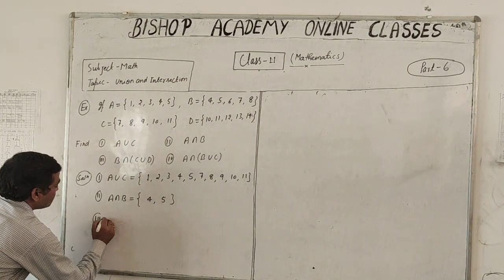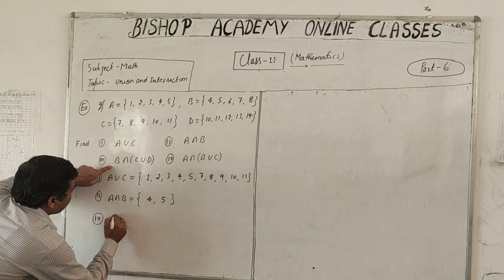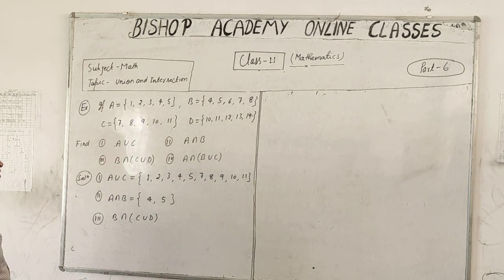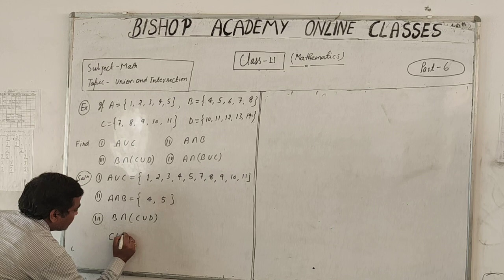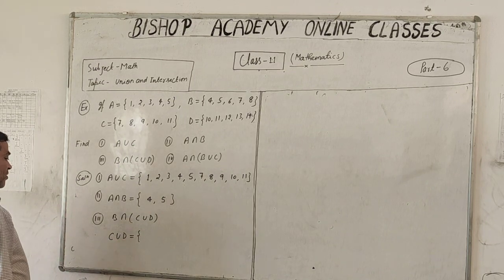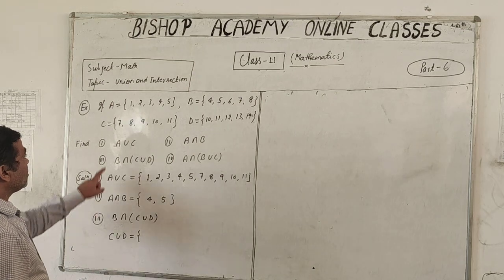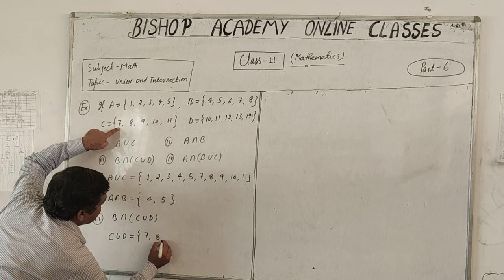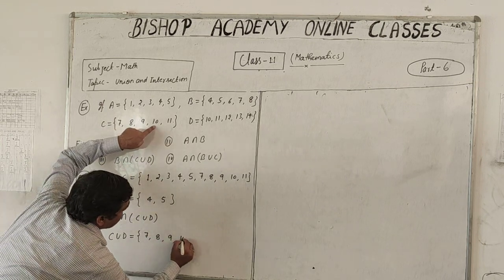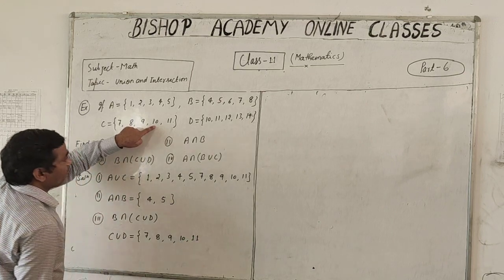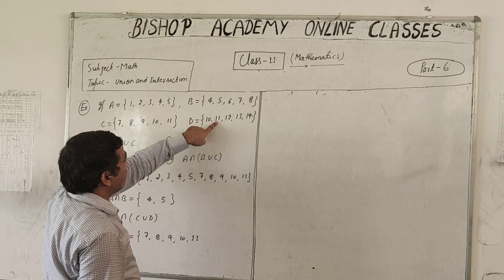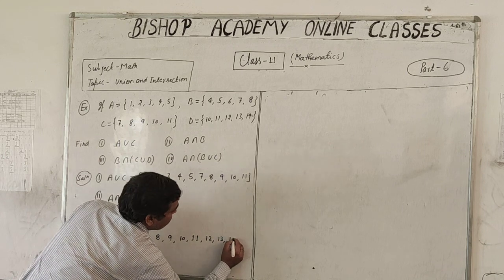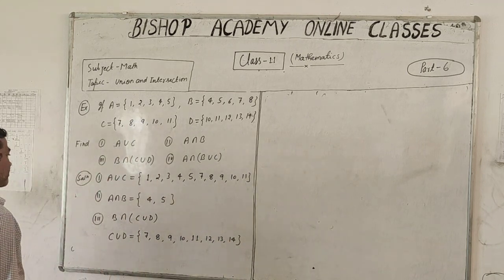Third, B intersection C union D. First, C union D. All elements of C and D: 7, 8, 9, 10 and 11, and 10 and 11 are also written once, then 12, 13, 14.